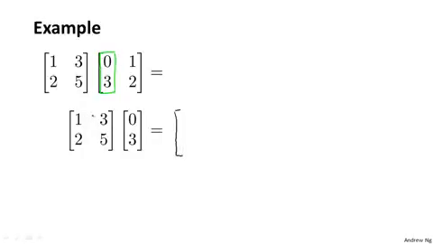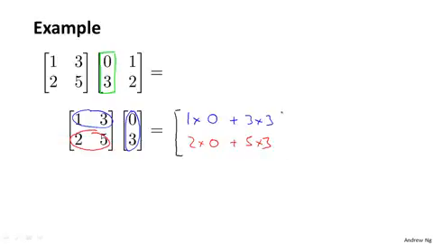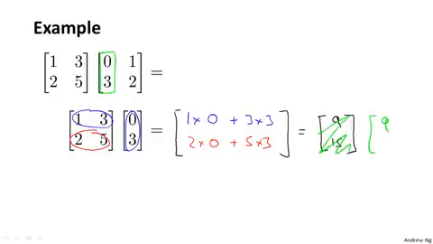This is going to be equal to 1 3 times 0 3, so that gives 1 times 0 plus 3 times 3, and the second element is going to be 2 5 times 0 3, so that's 2 times 0 plus 5 times 3, and that is 9 15. Oh, actually, let me write that in green. So this is 9 15.